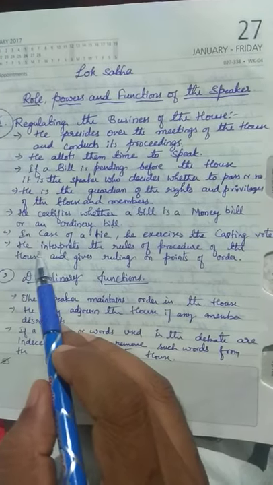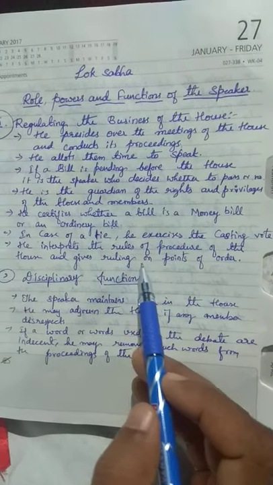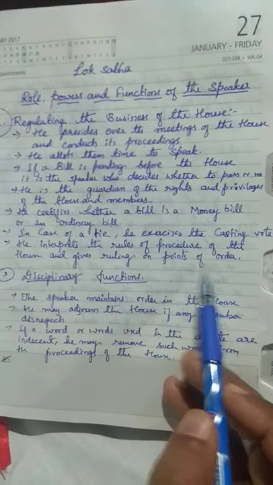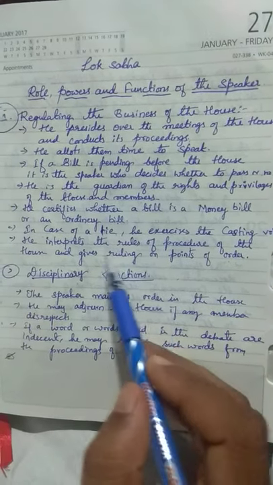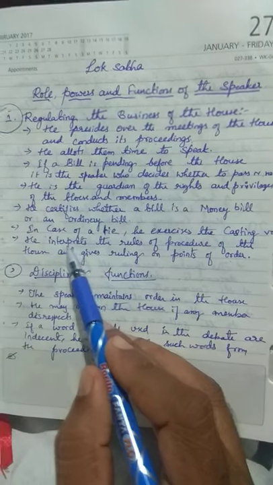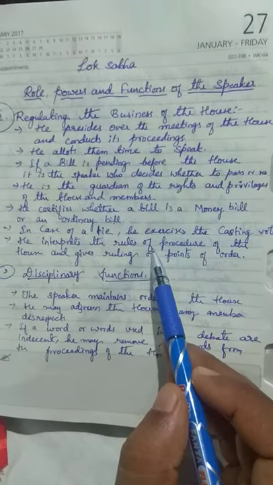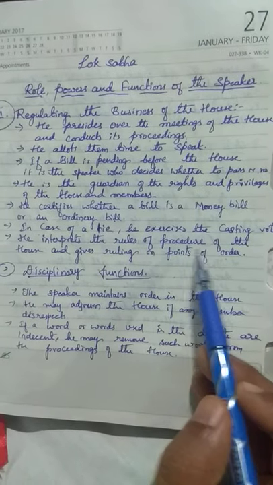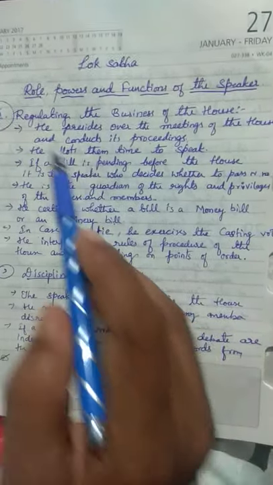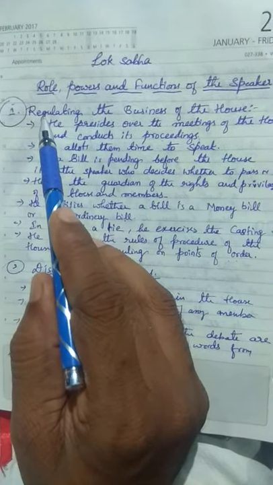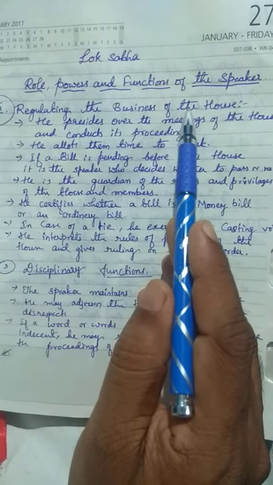Next one, he interprets the rules of the procedure of the House and gives ruling on points of order. If any member or anything goes wrong in the House, it is the speaker who gives correct decisions or interprets the rules about how to go in the Lok Sabha. This is all about the speaker's power on regulating the business of the House.